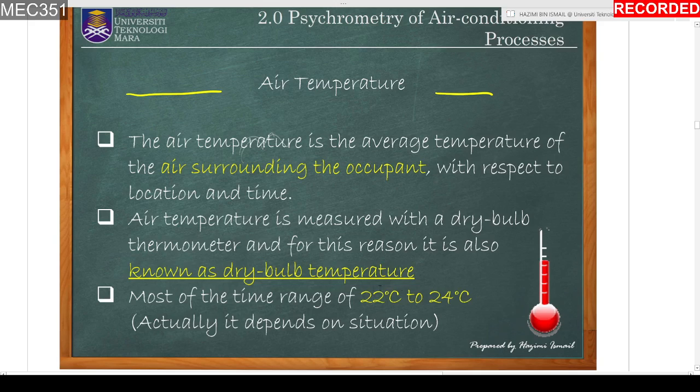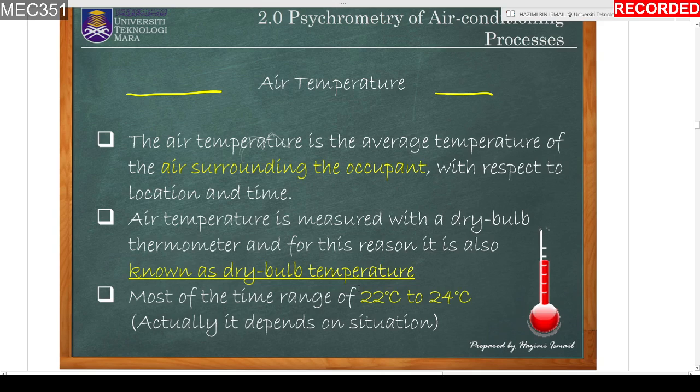Sebab kalau aircon dekat rumah saya pun untuk tidur saya set 26, 27. Kalau saya set 22 ke 23, saya rasa sejuk. Last sekali saya tutup aircon. Okay. Tapi kalau 26, 27, saya boleh tidur tanpa gangguan sampai pagi lah. So moral of the story is this range is just a standard.